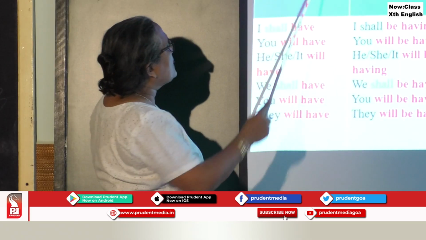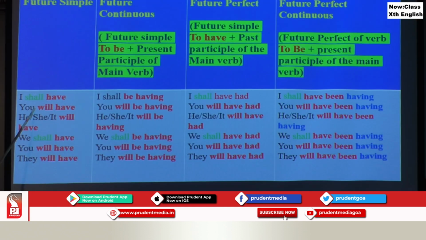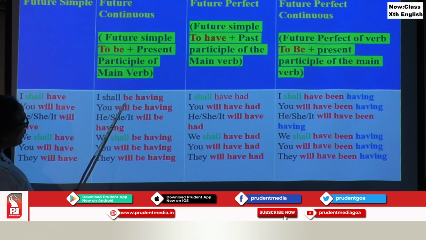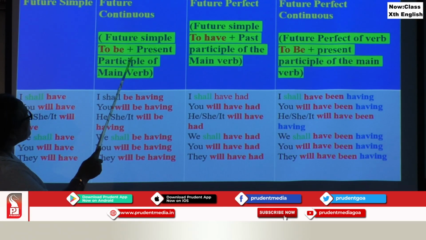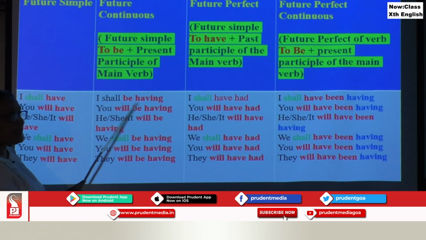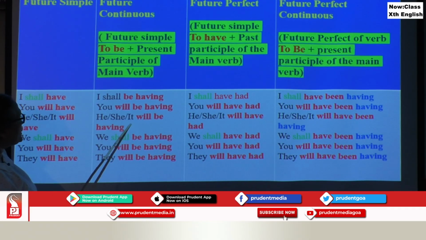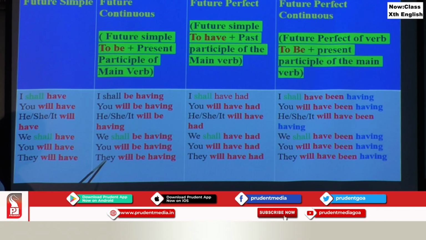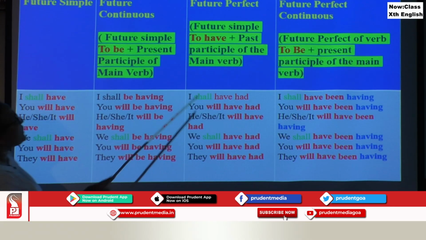Future simple of verb to have, I shall have, you will have, he, she, it will have. We shall have, you will have, they will have. What is future continuous? Future continuous of verb to be, I shall be plus present participle having. You will be having, he, she, it will be having. We shall be having, you will be having, they will be having.